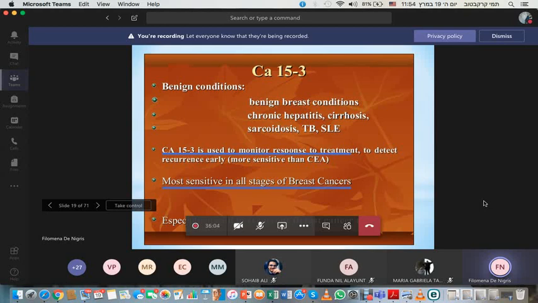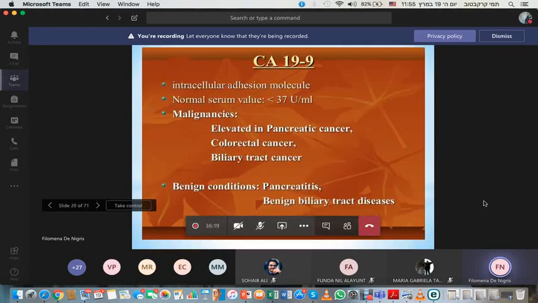CA19. So it is a very sensitive marker and is present in all stages of breast cancer. So we can use it to monitor the disease and treatment.